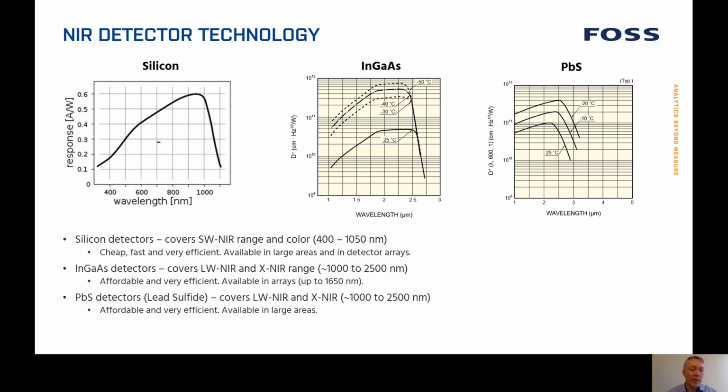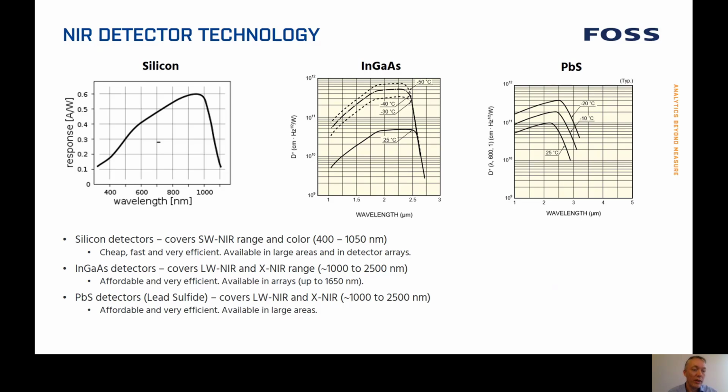The so-called InGaAs detectors, which are alloys of indium gallium arsenide, come in different variants. They can cover long-wave NIR and the extended NIR range. They are not as cheap as silicon, but they are affordable and very efficient. They are also available in arrays up to 1650 nanometers. Above that, the array detectors become very expensive.